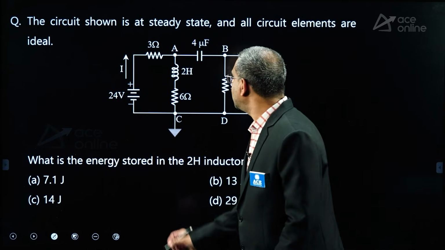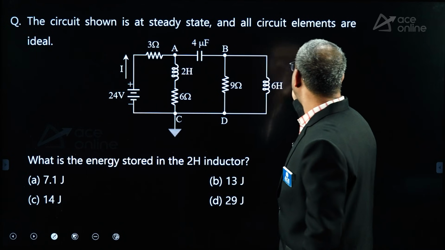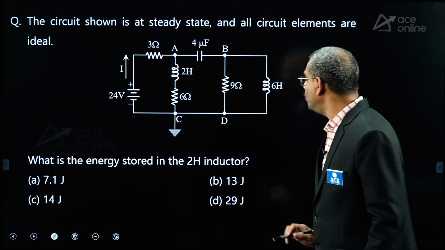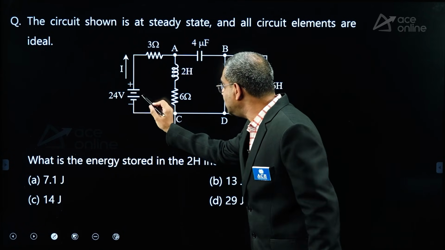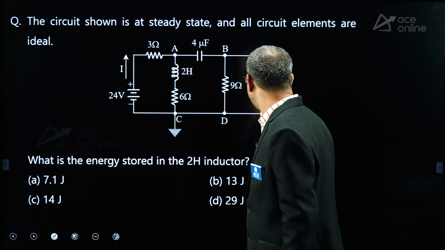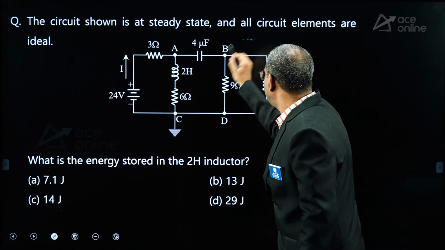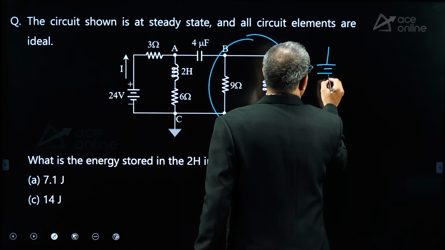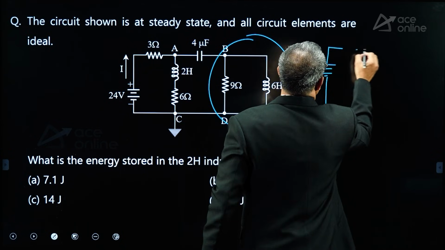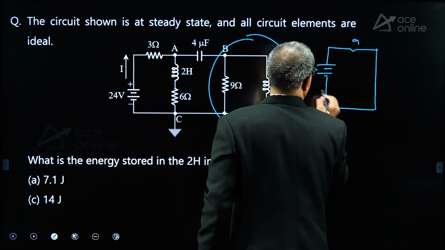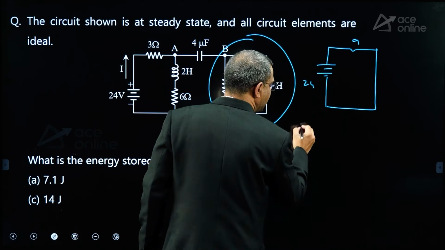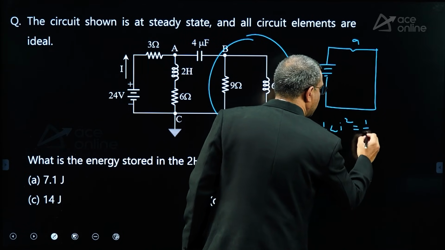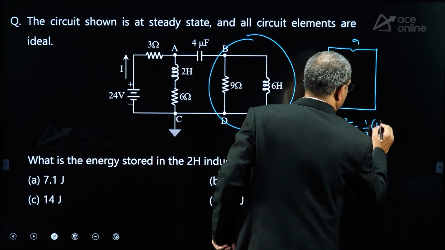Now in the circuit shown at steady state, all circuit elements, what is the energy stored in 2 Henry? Now in steady state, see this is DC steady state, sir. For DC steady state, capacitor open, inductor short. When capacitor is open, this side will not work. So only this part will come. This is 24. Of course, 2 resistors in series 9 and inductor is short. Then what is the energy in inductor? Half L I square. L is how much he told? L is 2 Henry. I square is how much?